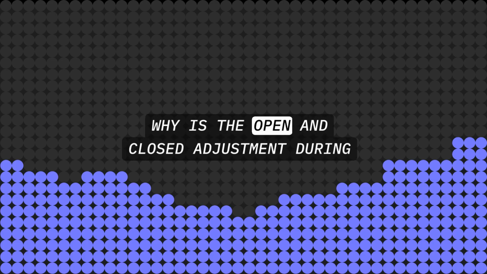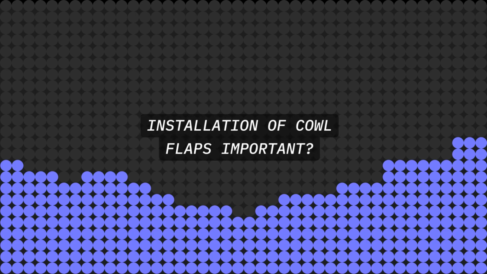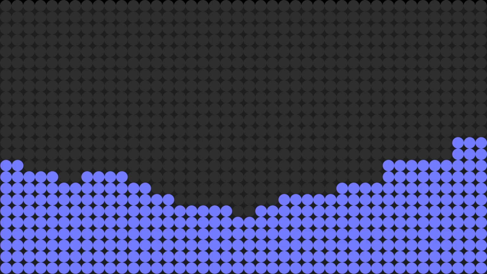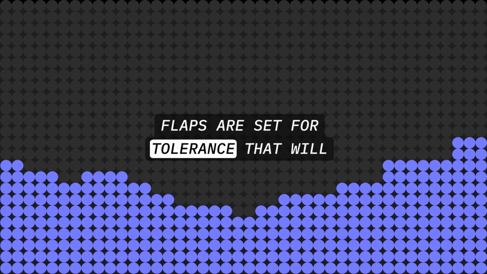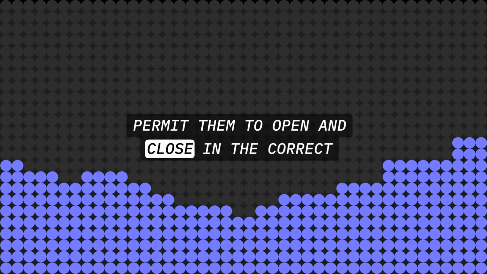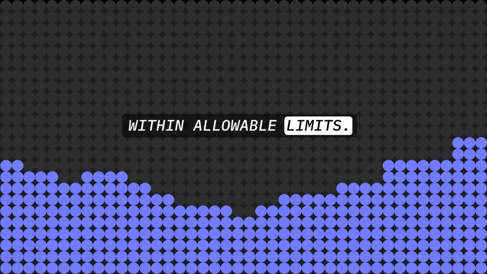Why is the open and closed adjustment during installation of cowl flaps important? For each engine installation, the cowl flaps are set for a tolerance that will permit them to open and close in the correct amount to keep the cylinder head temperature within allowable limits.